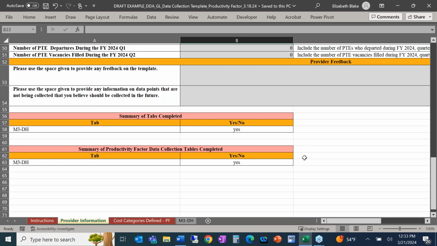Like Marianne said, these are two tables that are going to be a little bit bigger in the template, like you saw. This is a summary of tabs completed, and it is going to auto-populate once you enter information into the respective tab. So it's based on a formula. There's no need for you to manually say yes or no. We have one for the general information entered into the cost categories, as well as a table for whether or not you've completed the productivity factor collection table. And like Marianne said, whether you're entering information into the productivity factor table or answering the question on why you can't complete it, this will pop up as yes.